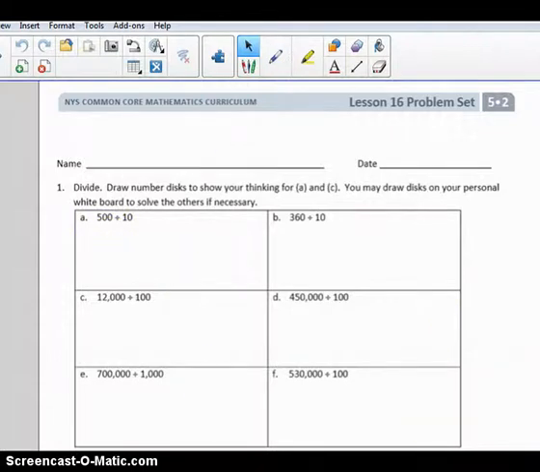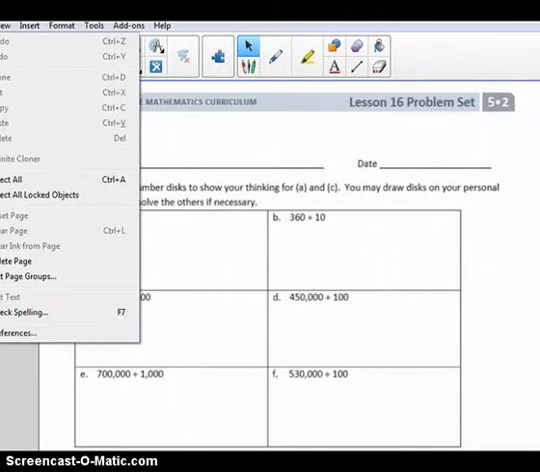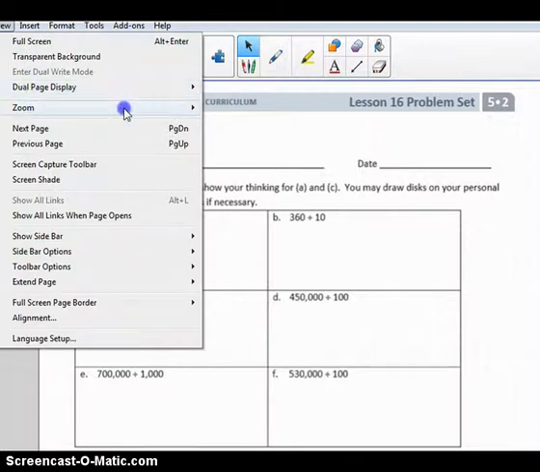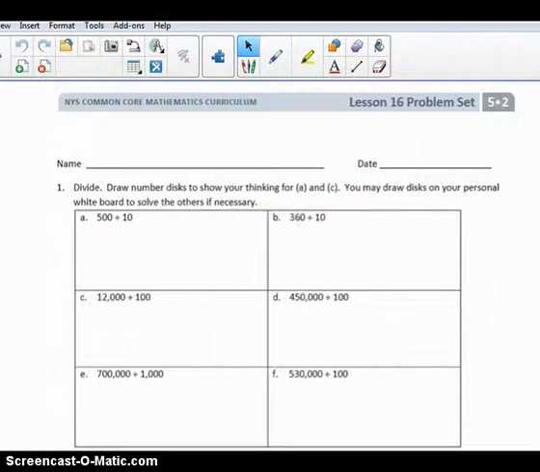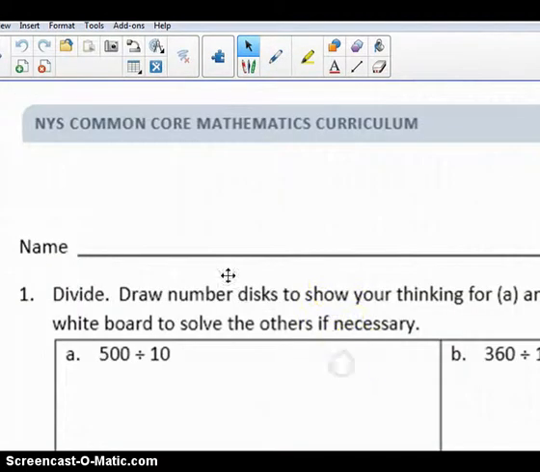Sorry for that distraction. What I'm going to do is I need to zoom in. Give me 2 seconds. There we go.